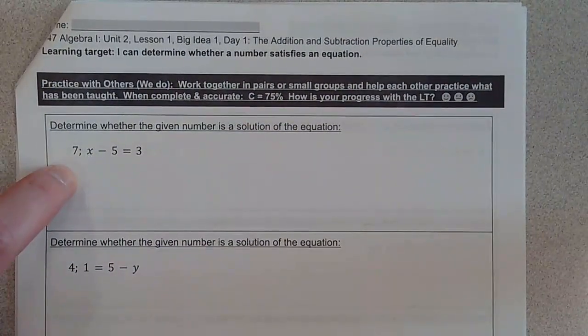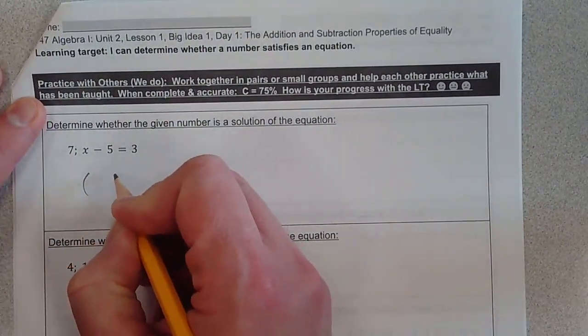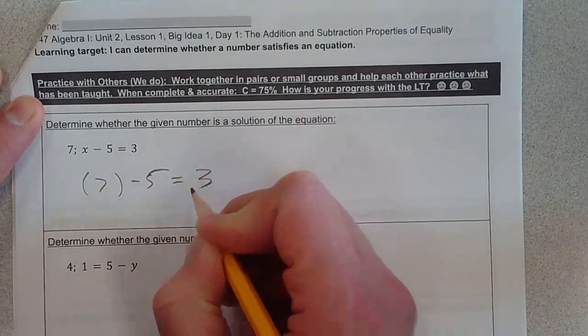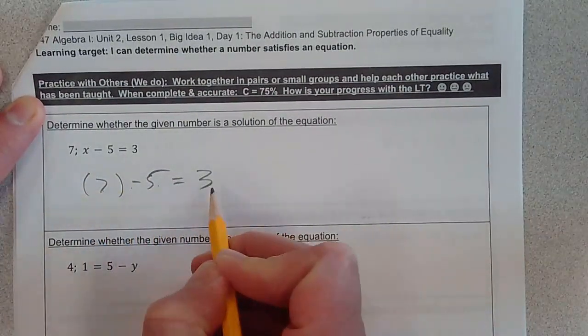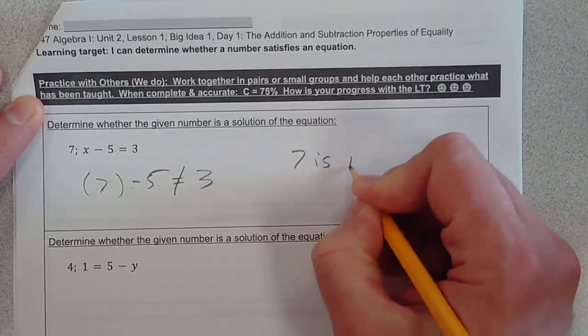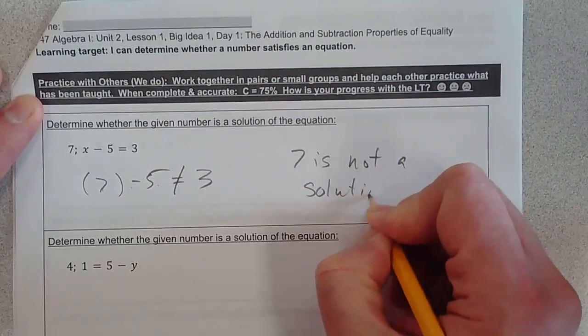You're going to plug 7 in for an x and kind of rewrite this. You're going to say, instead of x minus 5, it's going to be 7 minus 5. Does 7 minus 5 equal 3? No, it does not. So 7 is not a solution.